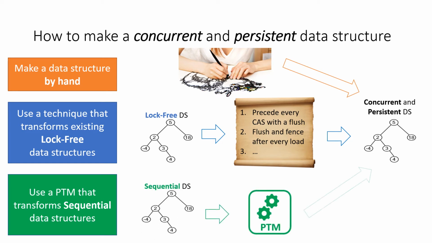The third option, which is the one we took, is we can take a sequential data structure, do type annotation, wrap all the functions in lambdas, and apply it to a persistent transactional memory, sometimes called durable transactional memory. This PTM takes care of the concurrency and persistence for you, so you don't have to worry about those. All three ways allow us to have concurrent and persistent data structures.